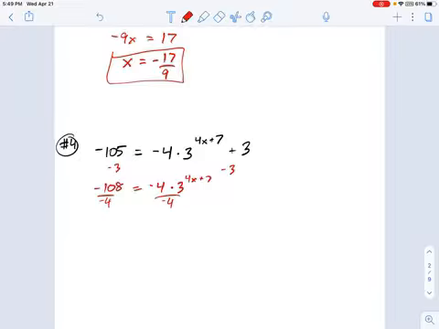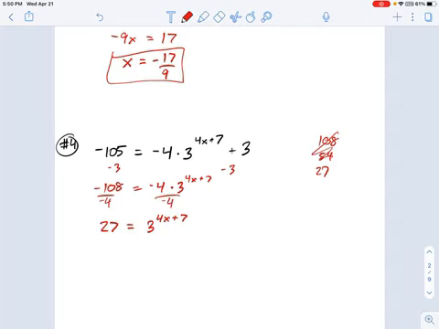I don't have a calculator on me, so just a moment. Let's see, 108 divided by 2 is going to be 54, divided by 2 again, okay, great. We've got 27. So on the left, we've got 27, and that equals 3 to the 4x plus 7.